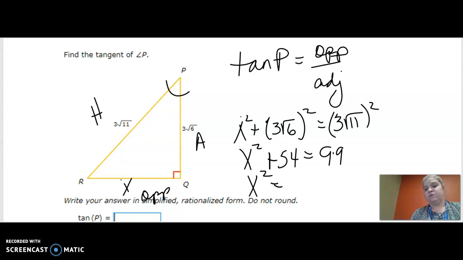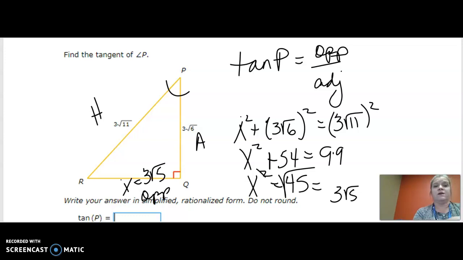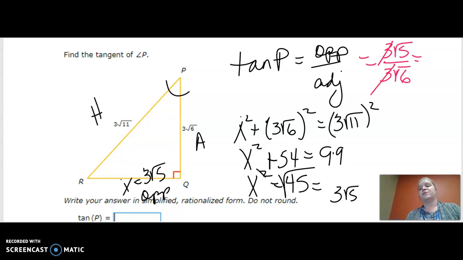99 minus 54 is 45. And then you square root that. 3 square root of 5. So our opposite is 3 square root of 5. Now we're ready to do the problem. If our opposite is 3 square root of 5 and our adjacent is 3 square root of 6, again, you can throw that into the calculator. Or if you don't have a calculator, the 3's will cancel out.